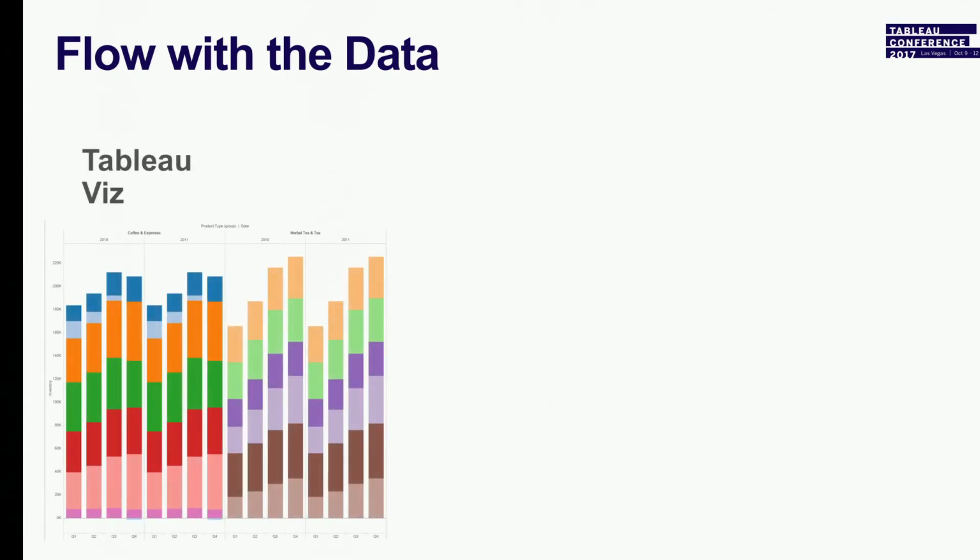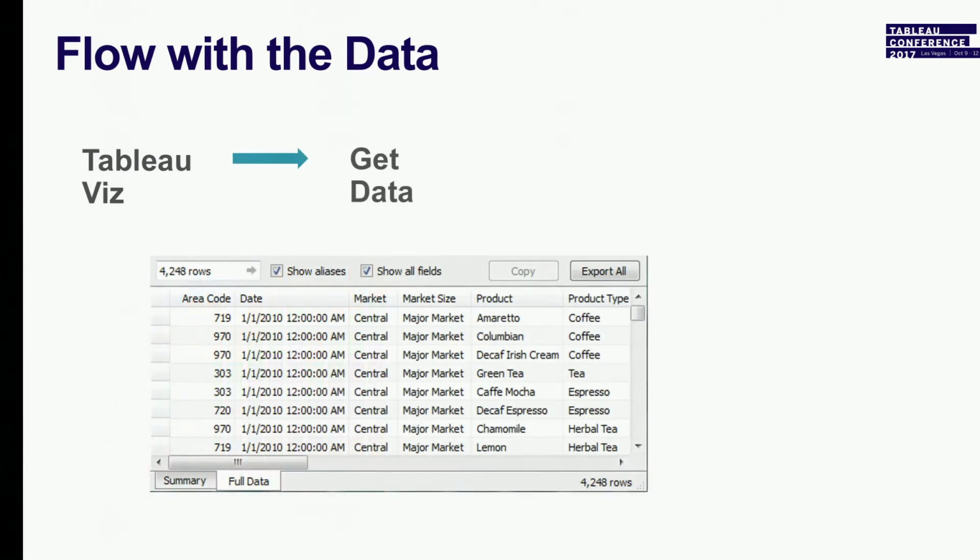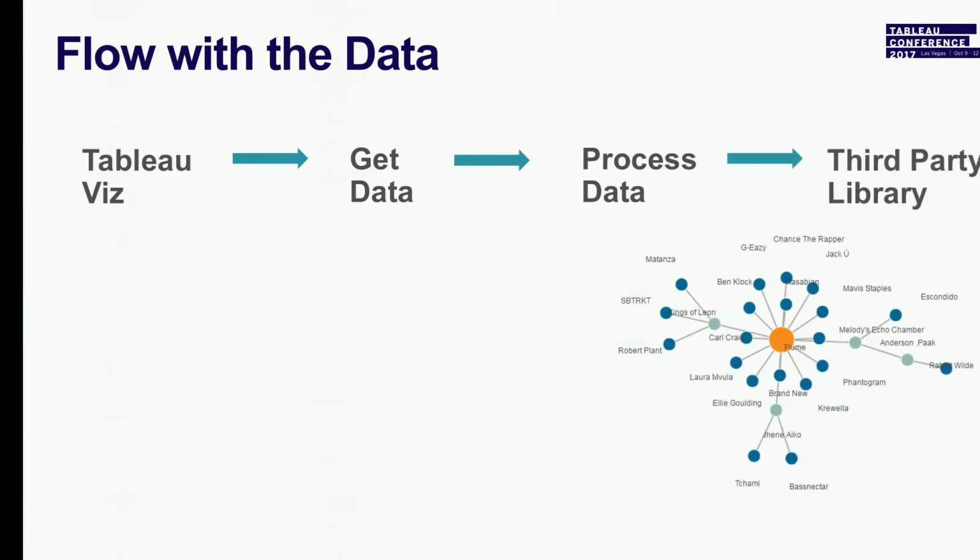So here is another quick flow for building a custom application like the one that I showed. You would start off with a Tableau viz, which I have shown you in the web application. And then you would use the getData feature to grab the data from the viz, process the data a little bit, and pass that into whatever third-party library that you want to use. And you would have a custom application that is fully connected.